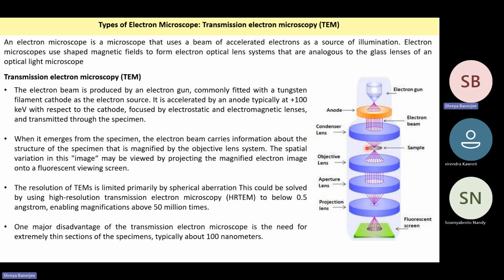If the specimen is thicker than that, then the electron beam will simply be absorbed and reflected, or it will not pass through the specimen. So you will not get an idea about the structure of the specimen. So that is one disadvantage, that this sample slice has to be very thin for TEM.